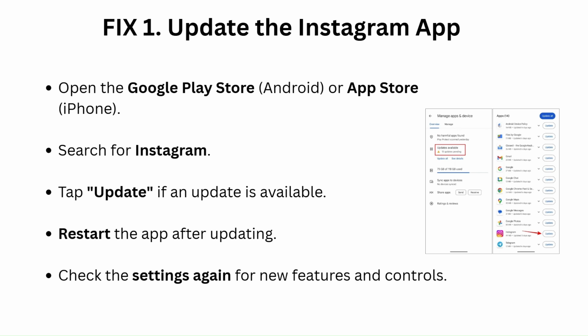You have to open the Google Play Store on Android or Apple App Store on your iPhone. Then you have to search for Instagram. Then you have to tap on update if any update button is available. Once that is done, you have to restart the app. Then you have to check for settings again for any new feature or controls.